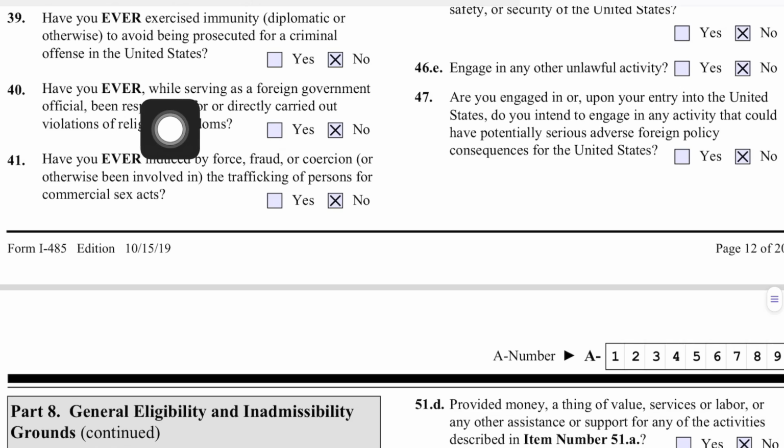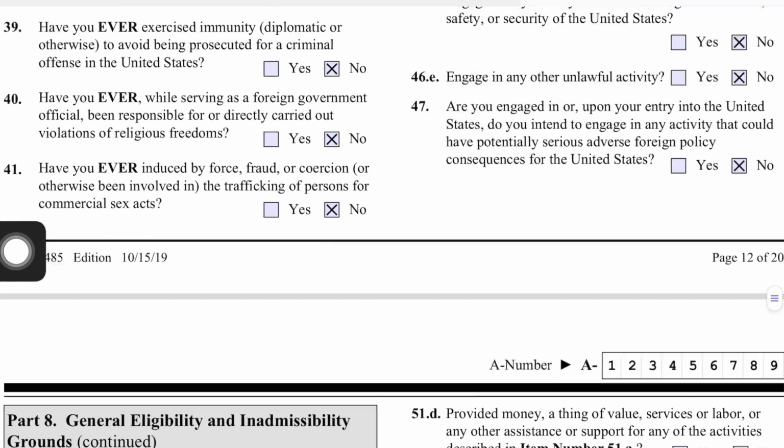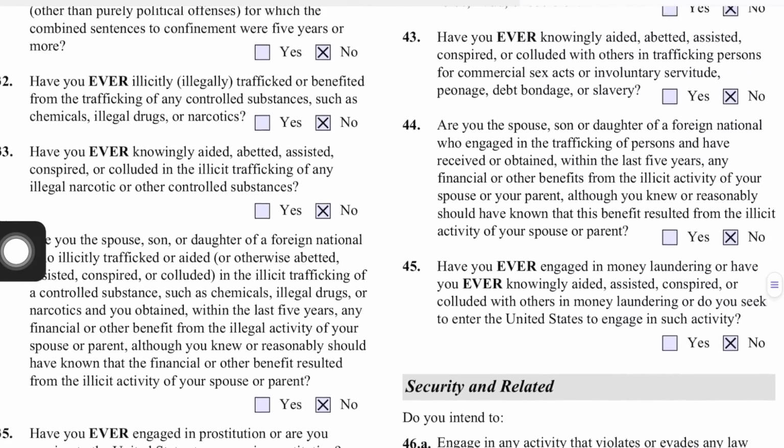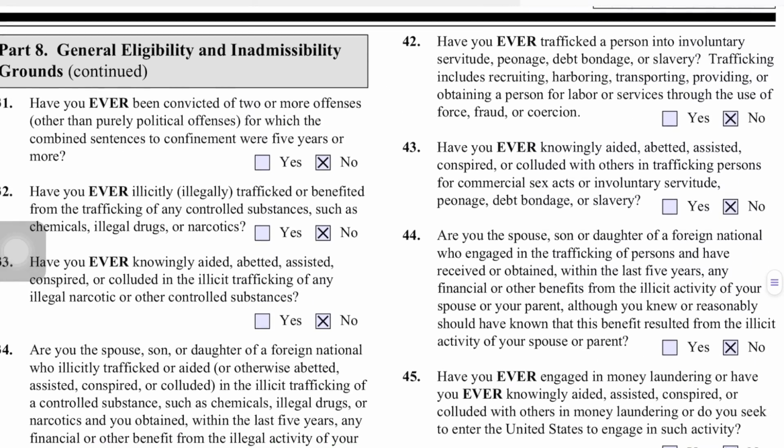40. Have you ever, while serving as a foreign government official, been responsible for or directly carried out violations of religious freedom? No. Have you ever induced by force, fraud, or coercion, or otherwise been involved in the trafficking of persons for commercial sex acts? No. For sure, no. And then 42.